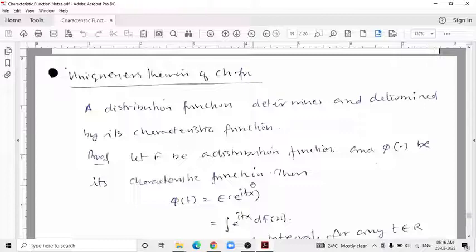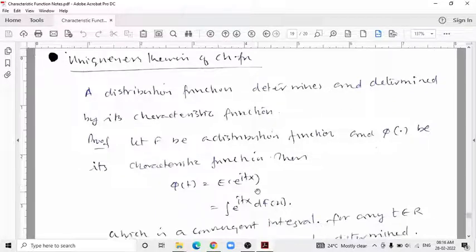So the statement is: a distribution function is determined by its characteristic function. So it has a forward and backward result. One is that a distribution function determines its characteristic function, and the second is that the distribution function is determined by its characteristic function. So first we consider F to be the distribution function and phi to be its characteristic function. So what is phi t?